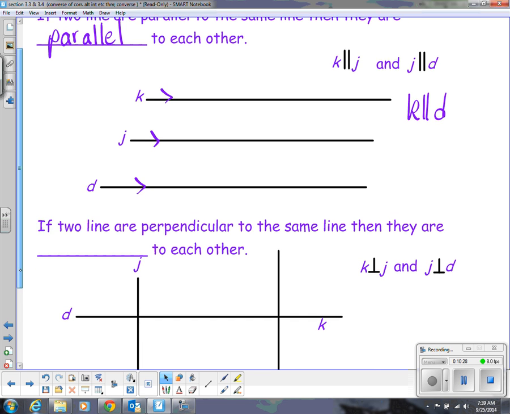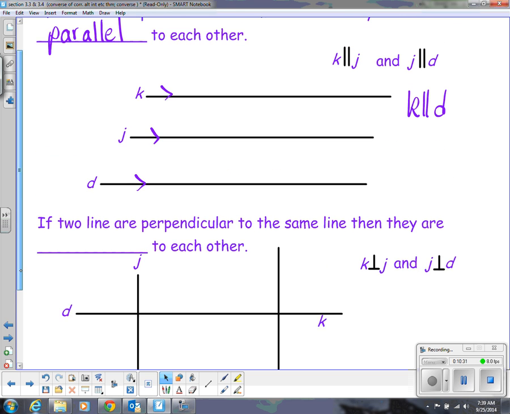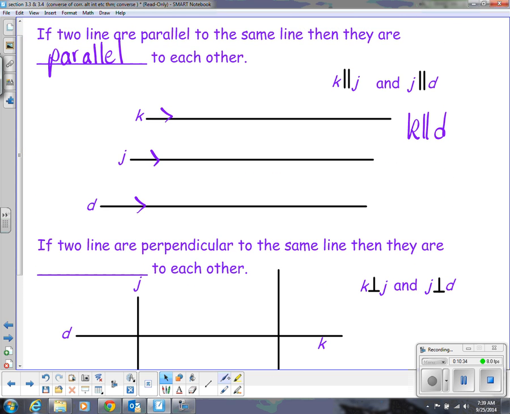I think I lost a line. Oh, no. All right, so what do we know now? We know K is perpendicular to J. J is perpendicular to D. I think this should be K is perpendicular to D. All right, and I believe my K is supposed to be up here. Oh, that's what happened. I moved it, and it moved.